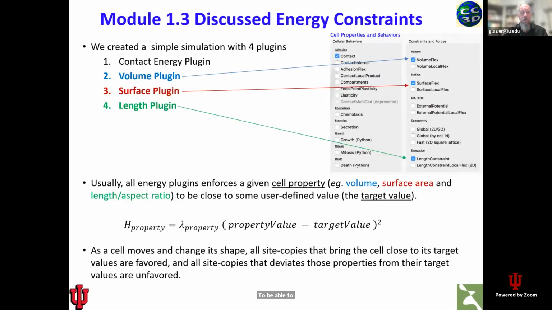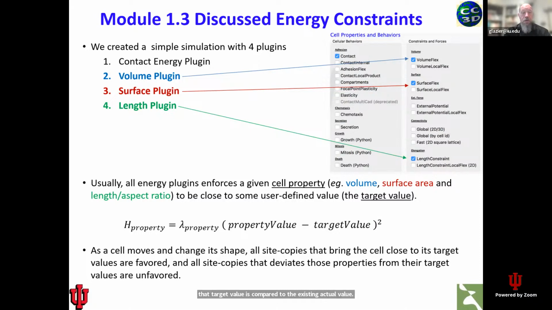So back in module 1.3 yesterday, when Giulio did his introduction, we talked about energy constraints, and you heard about the volume, surface, and length constraint. And Gilberto in the next module is going to be doing exercises on those in some detail. Those all have the structure of what are called constraints. That is, there is a target value, a property, a target value, and that target value is compared to the existing actual value of that.